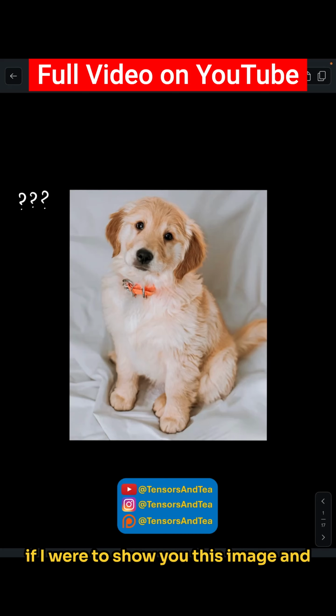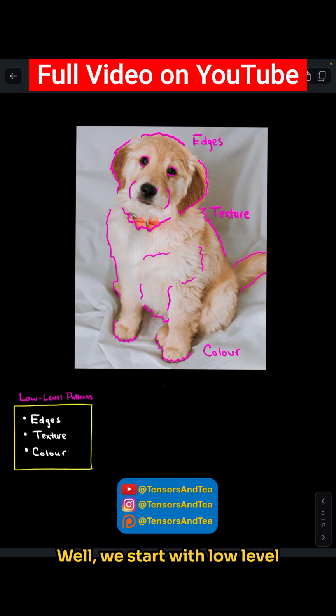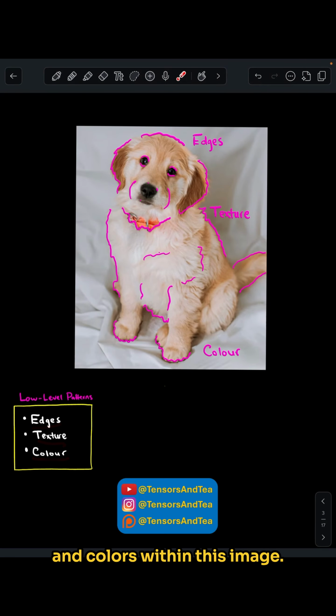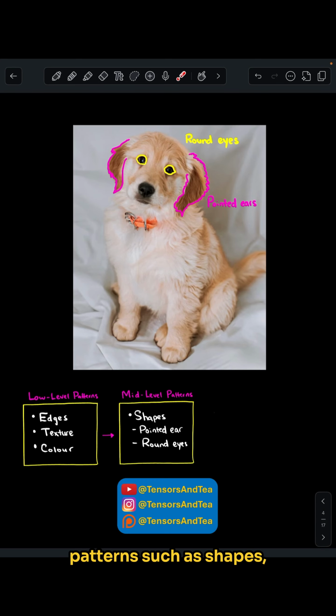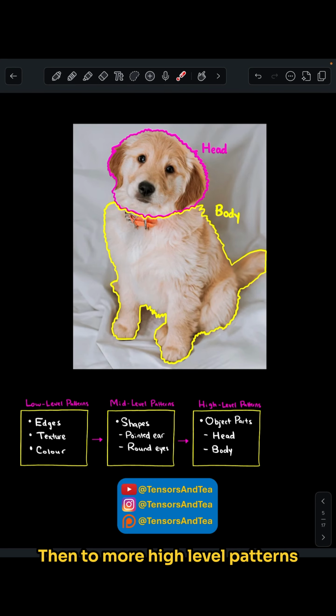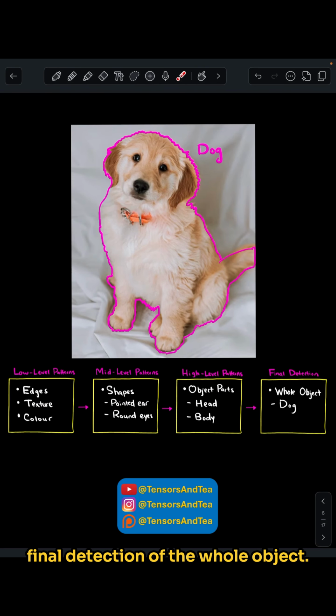If I were to show you this image and ask you what it is, you'd probably instantly tell me that this is a dog. A question then becomes, how do humans actually do this? Well, we start with low-level patterns such as edges, textures, and colors within this image. Then we move to mid-level patterns such as shapes, such as pointed ears and round eyes for this dog. Then to more high-level patterns such as object parts such as the head and body. And then finally, a final detection of the whole object, and in this case, this means the dog.